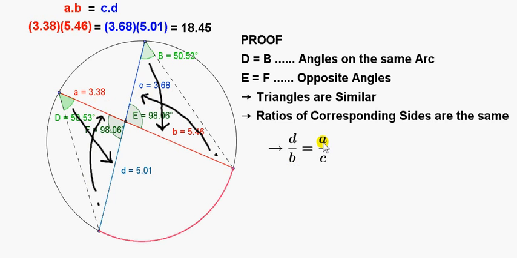So we have D over B equals A over C. Now, since we have a single fraction on either side of the equal sign, all we do next is cross multiply. A multiplied by B equals C multiplied by D, and that's the end of the proof.